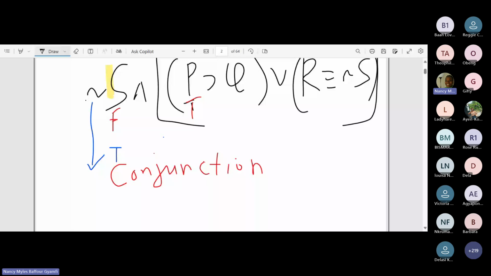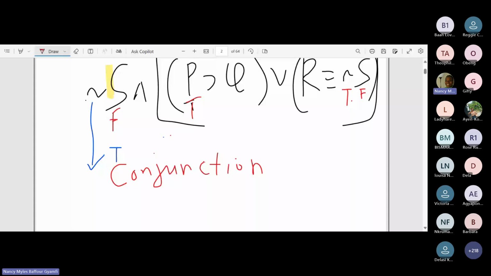Now at our right side, the main connective is a disjunction. We don't know the values of the others, but remember we know the value of S. So S is false. Okay, so if S is false, everyone keep watching, then not S is what? I want a chorus answer, please. True. Then not S is true. Good job. True. Yeah, not S is true.